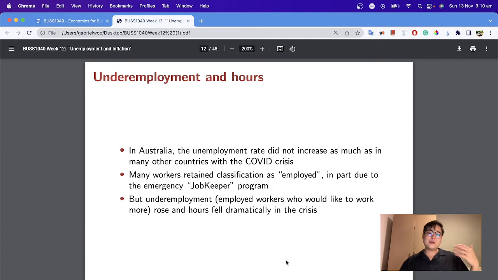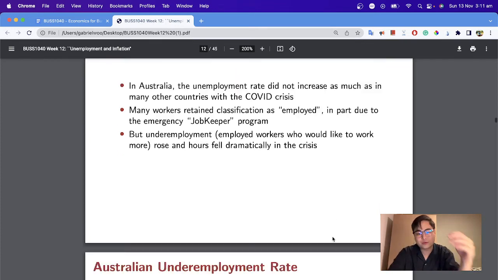This is underemployment, and a big reason why Australia's unemployment figures did not just go through the roof in 2020 is because of the JobKeeper program, where the government's subsidies and government stimulus really come into play to keep people from being fired. Okay, but underemployment really rose during the crisis.